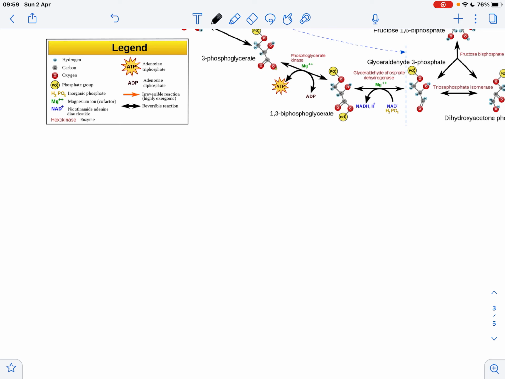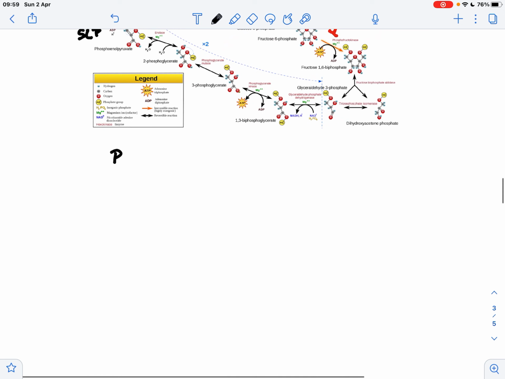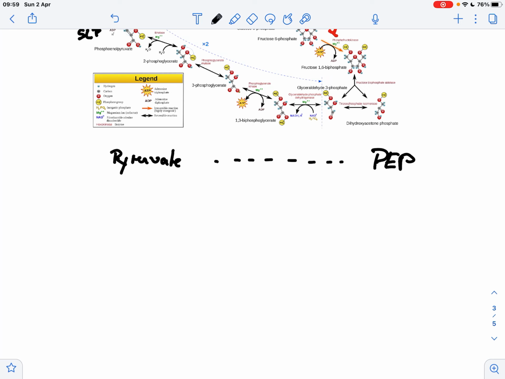So we basically need to go from pyruvate, a little bit smaller, from pyruvate, we need to go to phosphoenol pyruvate. And we can't do it in a straight line. We can't reverse the process in the glycolysis. This is not directly possible. So what we need to do first, we need to do a detour.